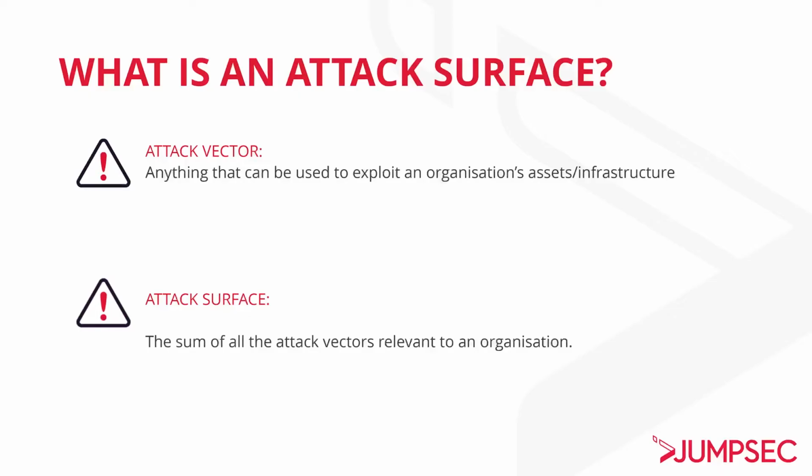So to understand what an attack surface is, we really have to understand what an attack vector is. For those of you who don't know, it's pretty much anything that you could use to exploit an organization. And then an attack surface would just be the sum of all of these combined, and the ones that are specifically relevant to that organization.